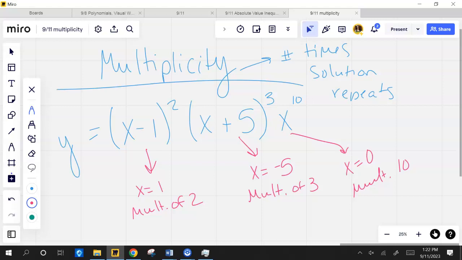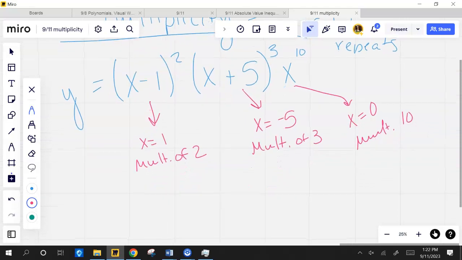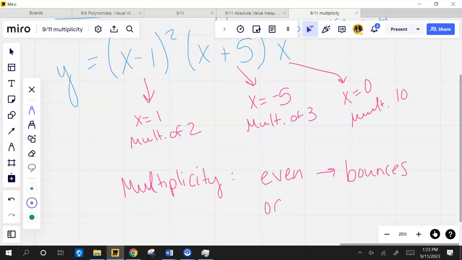So here's why this is important, and this is all I'm going to do today. I'll do an example, and then I'll stop and let you work since we had a quiz and all today, and it's getting late. What does this tell us? If the multiplicity is even, what does the graph do? Bounces. If the multiplicity is odd, it goes through. Do y'all remember this?